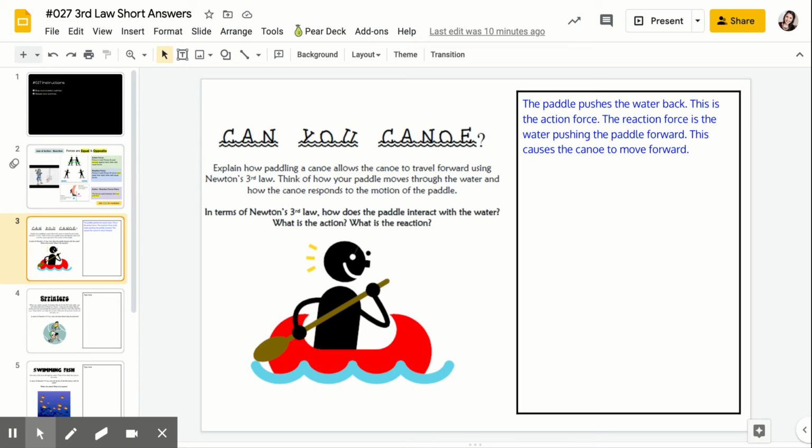So an example of what you can write is the paddle pushes the water back. This is the action force. The reaction force is the water pushing the paddle forward. This causes the canoe to move forward.